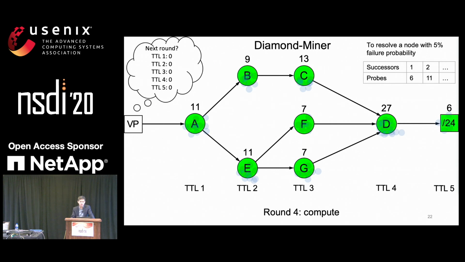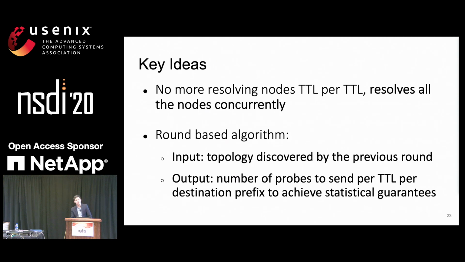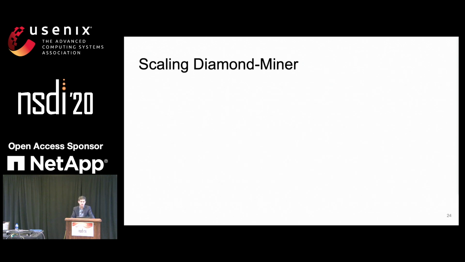has been resolved. So again, let me just bring back the key ideas of this algorithm. We are no longer resolving the nodes TTL per TTL. We are resolving all of the nodes concurrently with a round-based approach, with the input of all of the topology discovered by the previous round, and the output, as you've seen, computing the number of probes needed to send per TTL per destination prefix to achieve statistical guarantees.